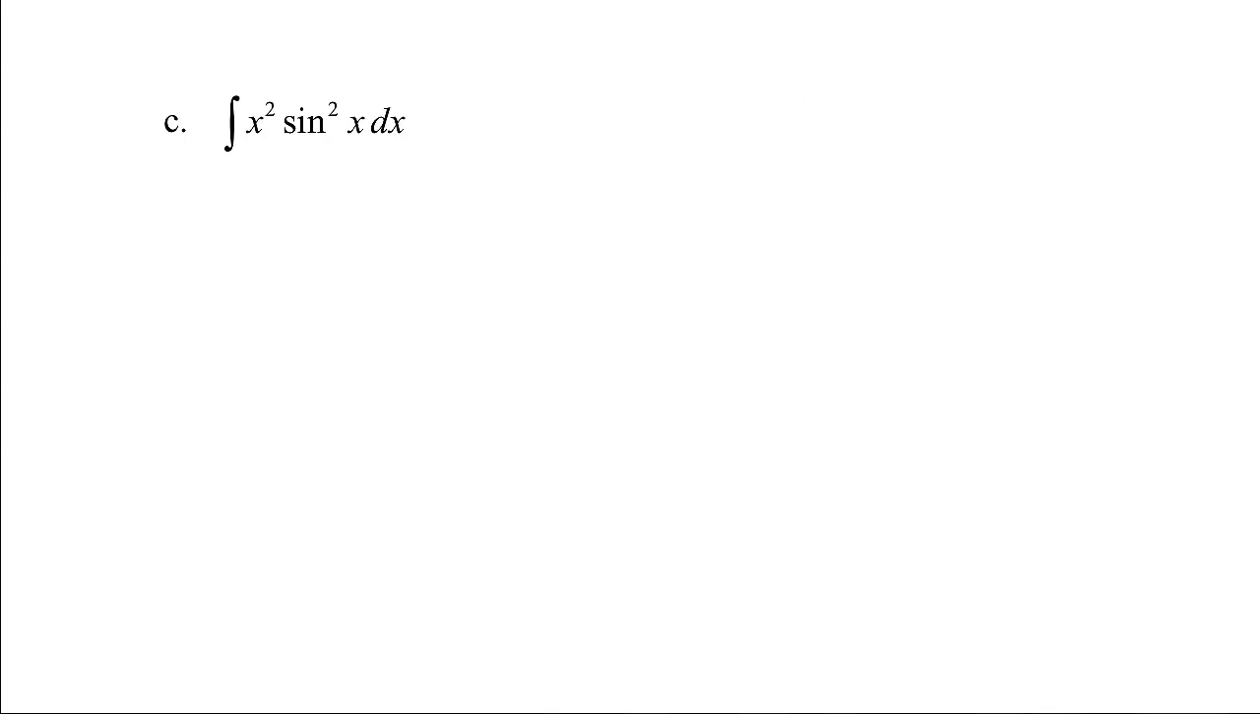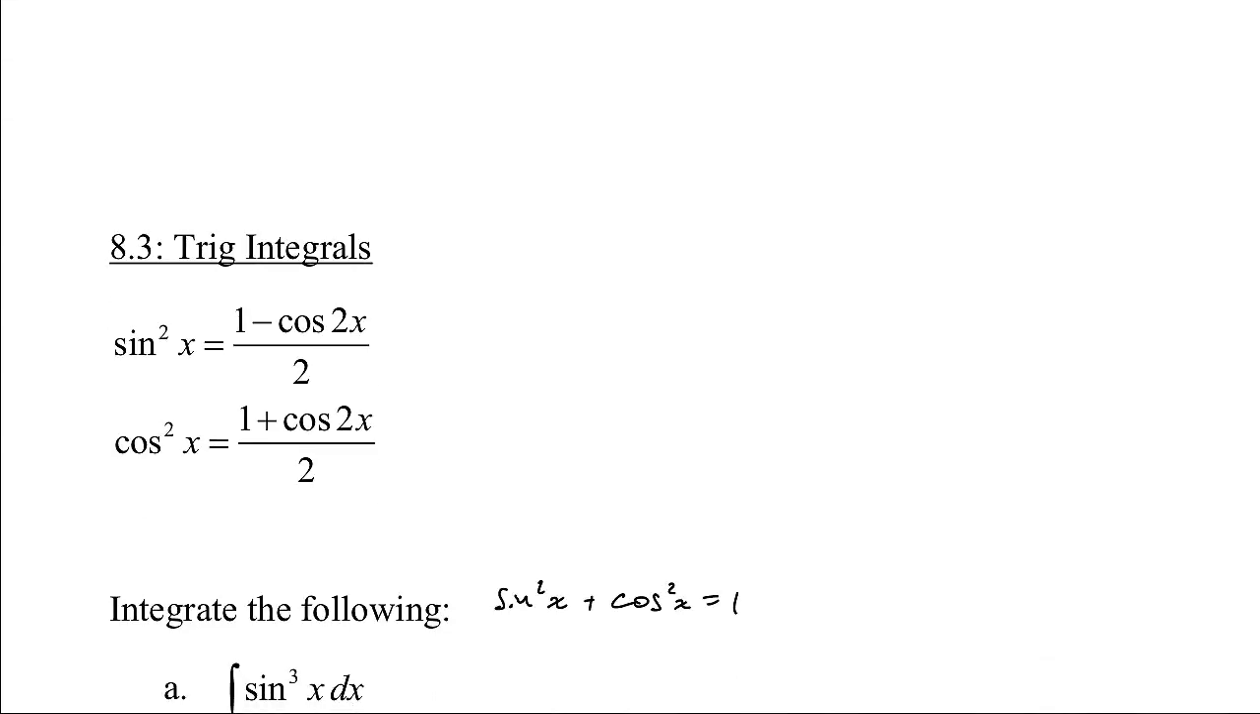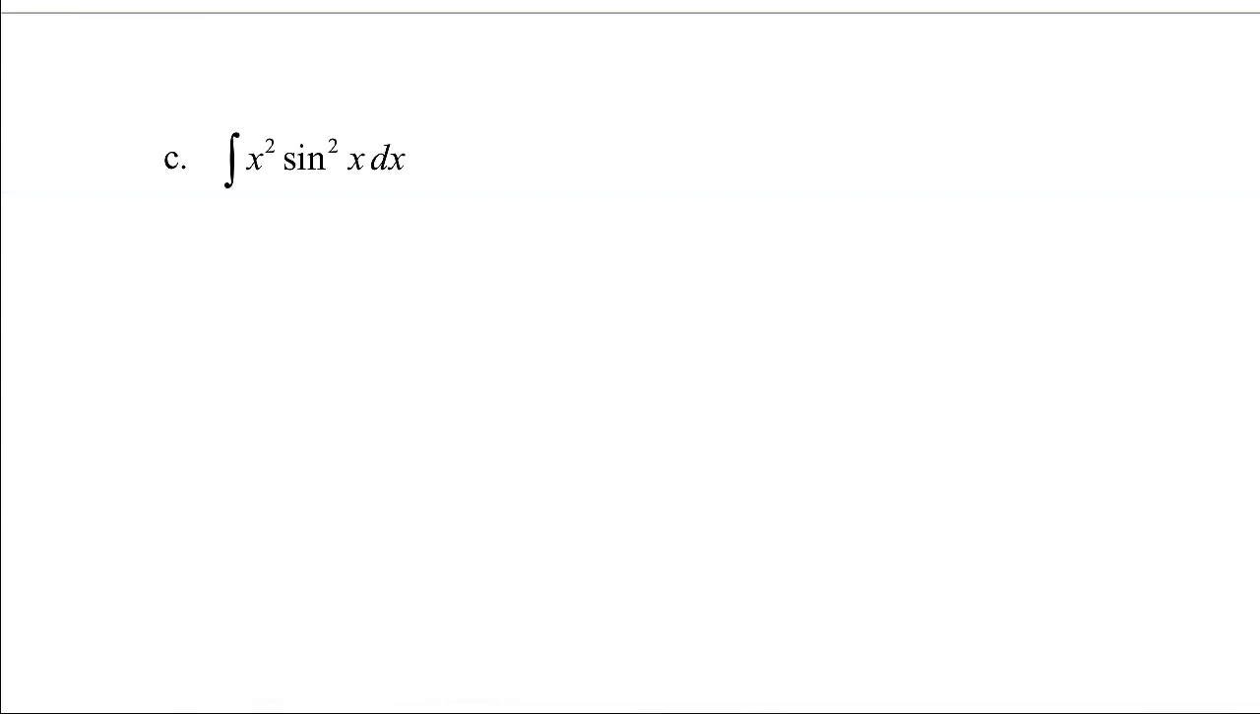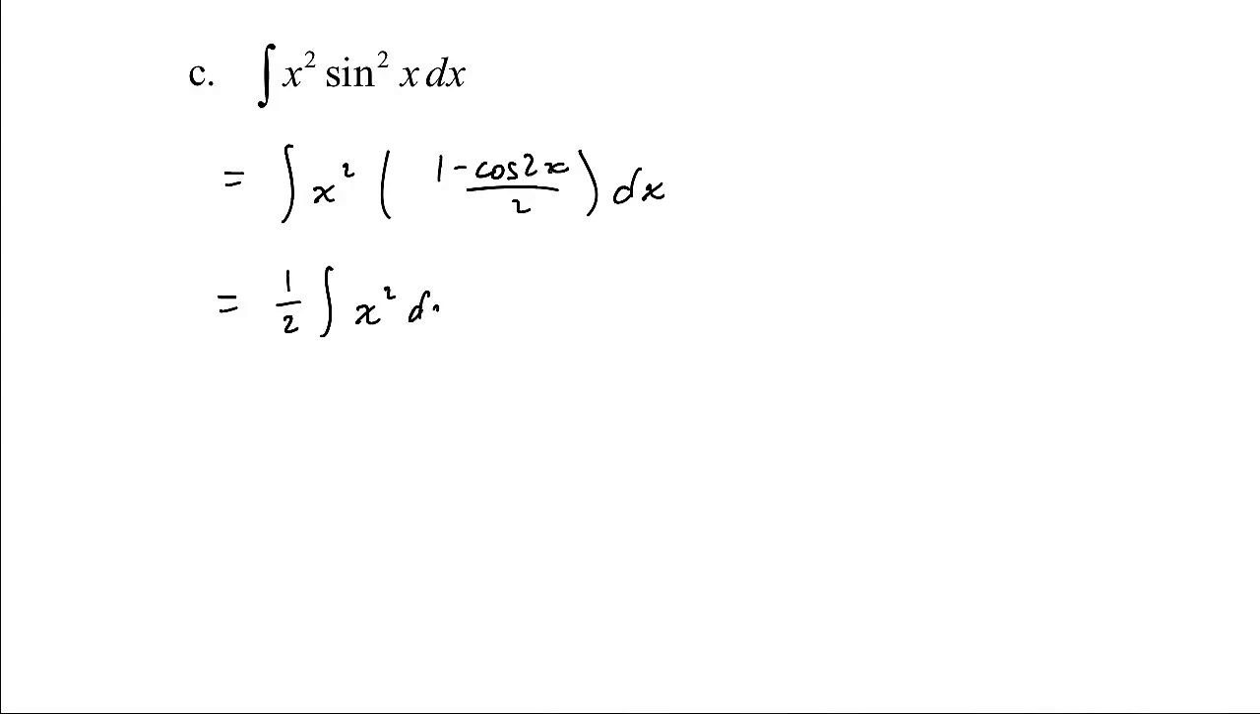Well, what if we use my power reducing? Hey! So sine squared is 1 minus cosine of 2x over 2. So let's make this the integral of x squared times (1 minus cosine of 2x) over 2 dx. I'm going to go ahead and factor out the 1/2 and separate the x squared into its own integral.